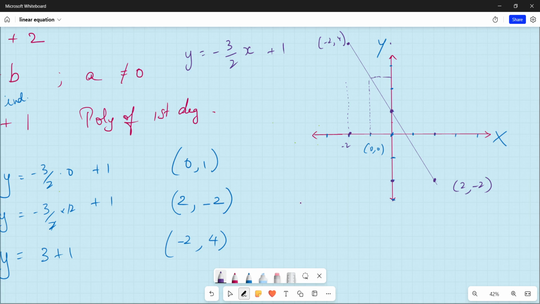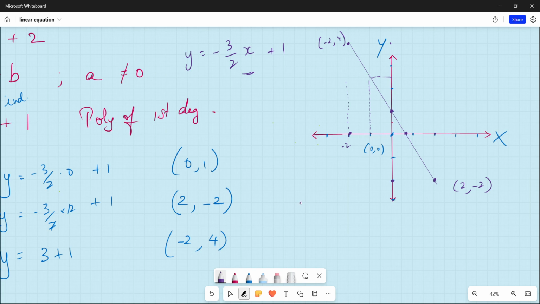Now, as I spoke about earlier, the zero of this polynomial. What is the zero of the polynomial? The point where the graph intersects the x-axis is called the zero of this polynomial. Why is it called zero? At this point, y takes the value 0. So it can be only one point. A linear polynomial can have only one zero because the graph will intersect the x-axis only at one point.